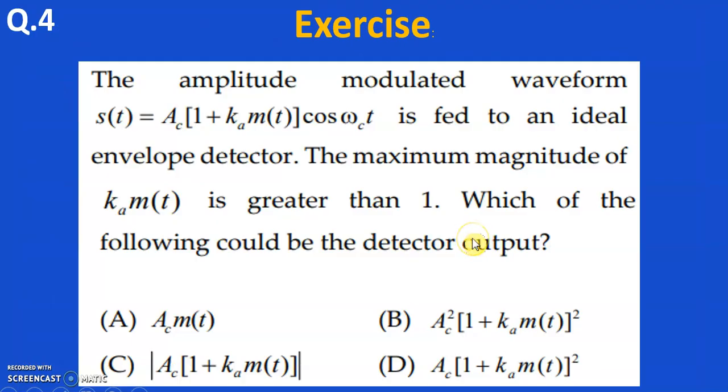Before we conclude, this question has been left as an exercise for the student. The amplitude modulated wave s of t is equal to Ac times 1 plus Ka m of t, cosine omega c t, and is fed to an ideal envelope detector. The maximum magnitude of Ka m of t is greater than 1. Which of the following should be the detector output? I hope you find the answer on Telegram. Thank you very much.